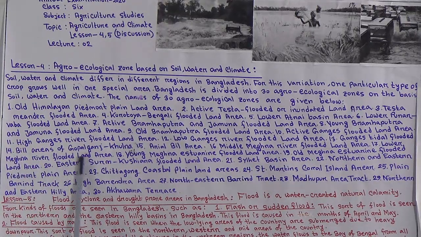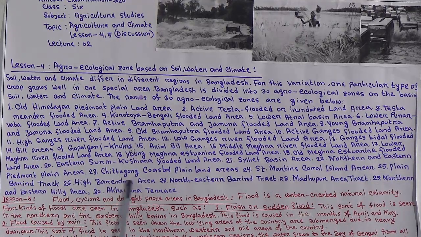14 number, Bill areas of Gopalganj, Khulna. 15, Arial Bill area. 16, Middle Meghna river flooded land area. Number 17, Lower Meghna river flooded land area. 18, Young Meghna estuarine flooded land area. 19, Old Meghna estuarine flooded land area. In 20, Eastern Surma Kushiara flooded land area. 21, Sylhet basin area. 22, Northern and Eastern Pediment plain areas.